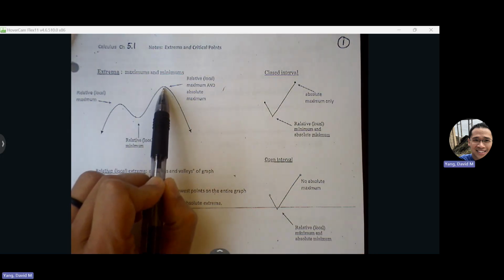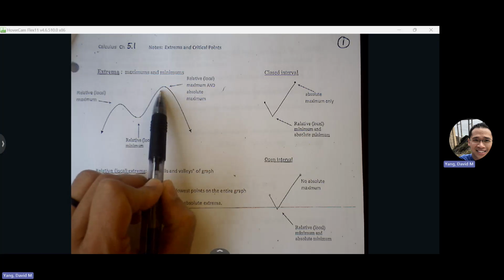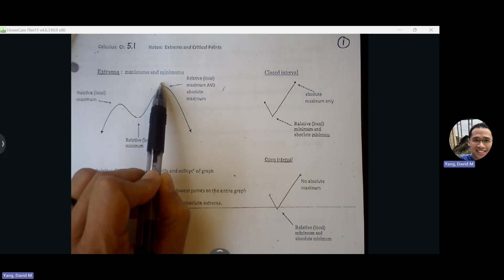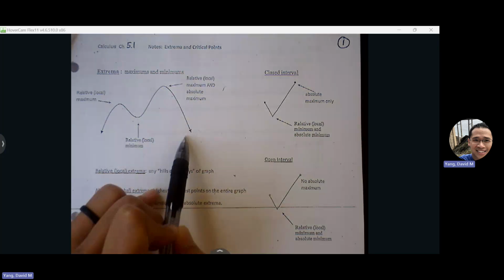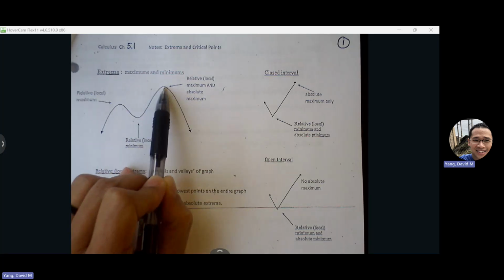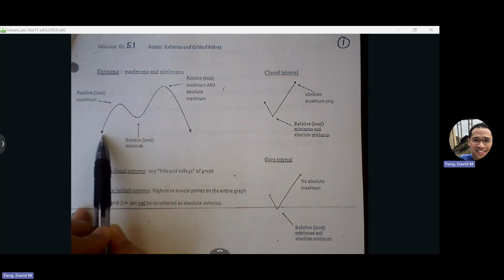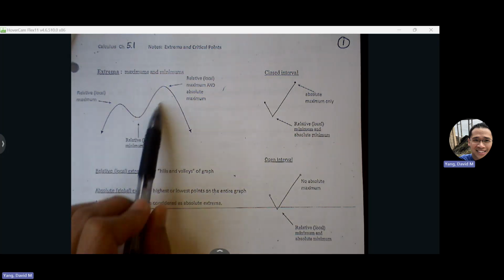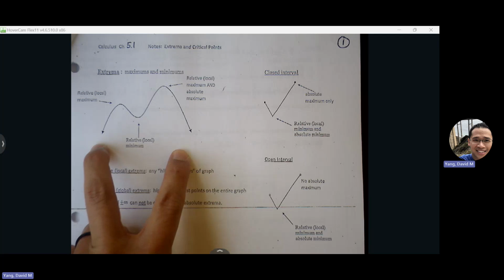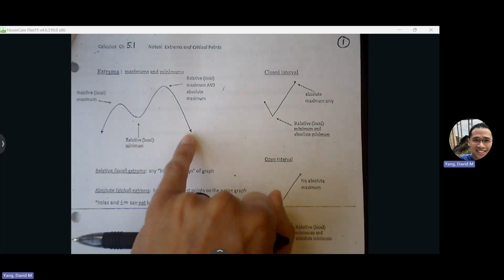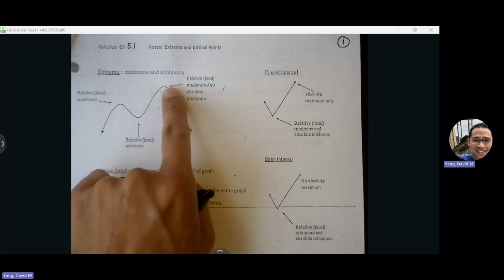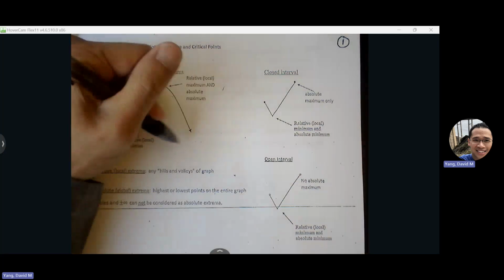However, this point here is a relative maximum because it's a hill of a graph. It's a point where within the region it's the highest point. So we call that a relative max. But we can also call this an absolute maximum because over the entirety of the graph, it is the highest point. In this case, we have a relative minimum, but we don't have an absolute minimum. Absolute minimum will have to be a physical point that we can identify. If we think of it as negative infinity, then that's not a physical point. So in this case, there will be an absolute maximum, but there will be no absolute minimums here.